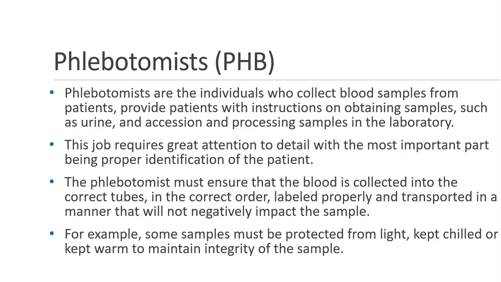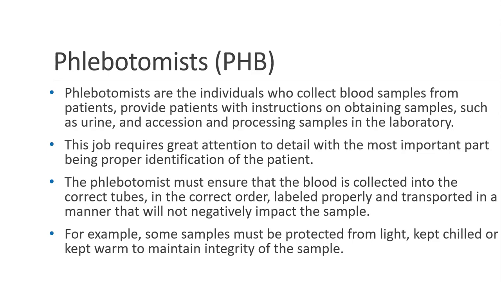There are many different types of tubes with different color stoppers, and each color stopper has a different type of chemical in it. So it's very important that they be collected in the proper order. They have to be labeled properly, not just with the last name. How many Smiths are in this world? But there is a prescribed amount of information that must be on every tube of blood. A lot of places have labels where the phlebotomist will carefully attach the correct label to the correct tube of blood. And then they need to transport it in a manner that will not negatively impact the sample.